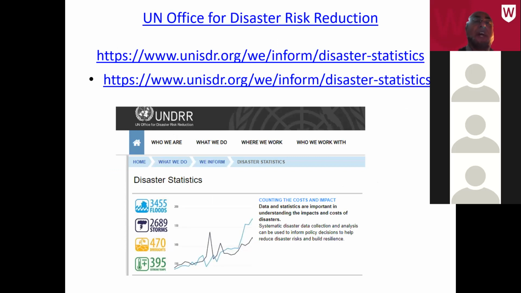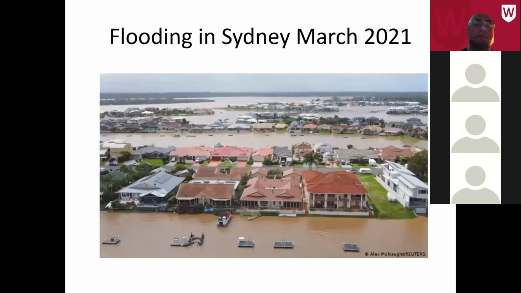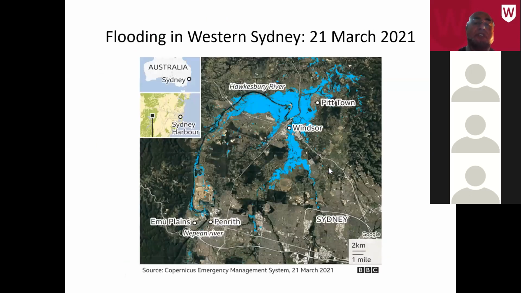So according to the UN Office for Disaster Risk Reduction, you can see the disaster statistics that in some periods of time floods and storms really cover most of the disasters there. So we know that the flooding that happened in Sydney in March 2021 is not really only six months ago.